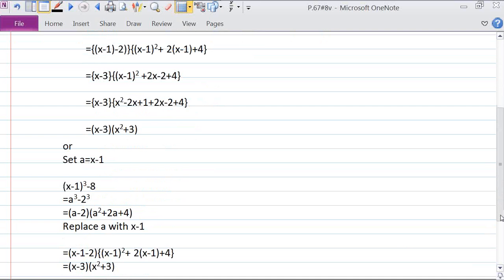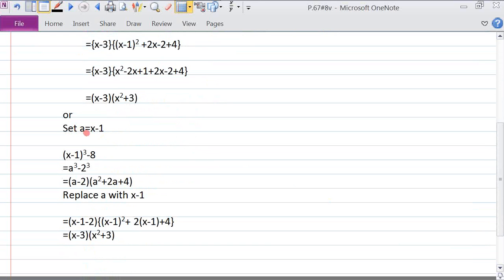Now, I could have also done it by substituting, instead of x minus 1, I'm going to replace it with the letter a. So I'm going to let a equal x minus 1. So if I rewrite the problem, this becomes a cubed minus 2 cubed. So a is here and minus 2 is here. I square this term, I get a squared. I multiply minus 2 times a, I get minus 2a, reverse it, plus 2a. Change the sign, make it opposite. And minus 2 times minus 2 is plus 4.